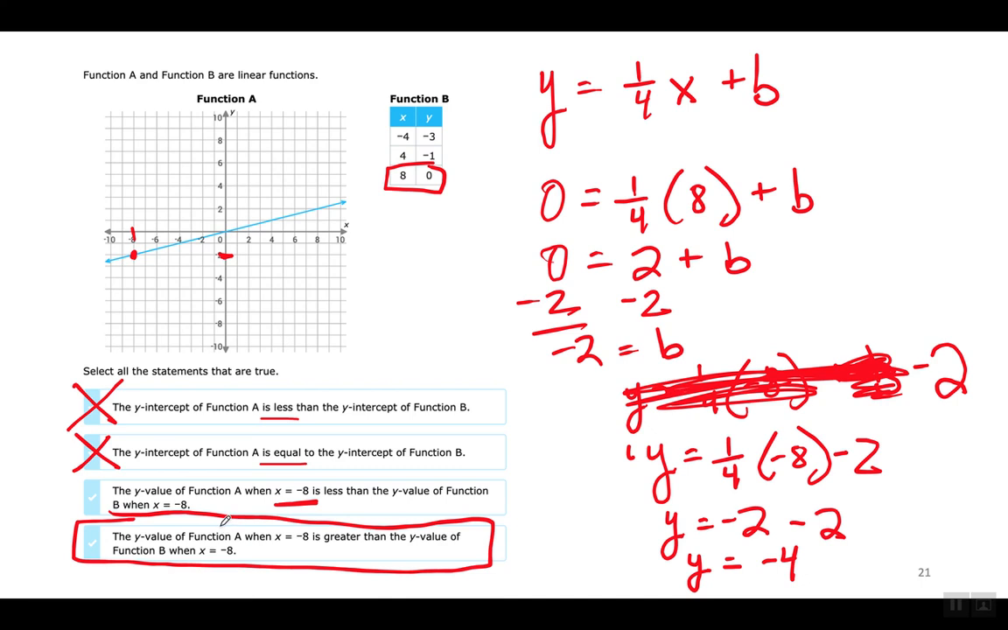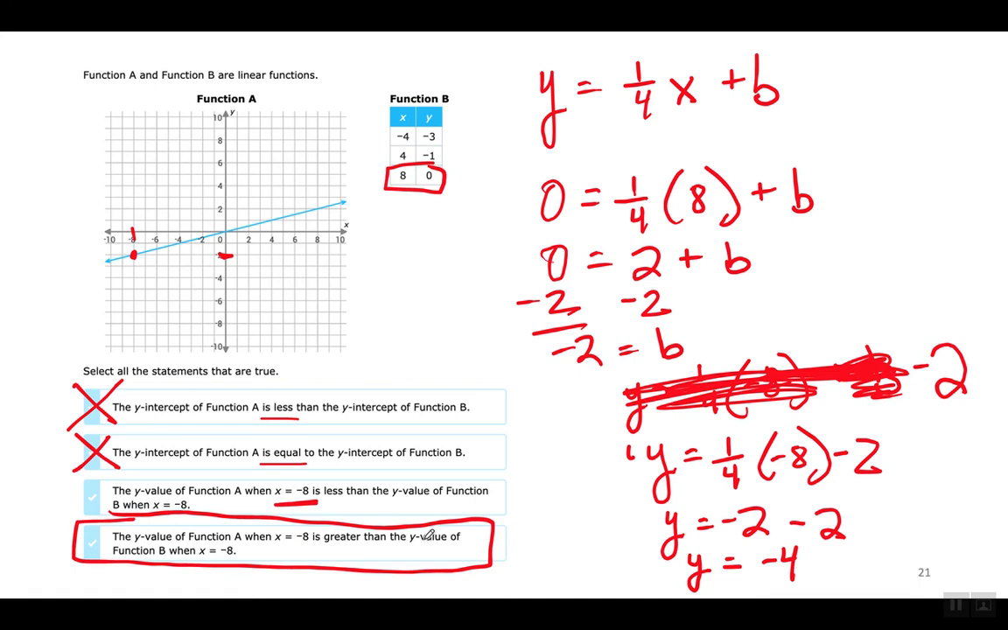Para la parte de abajo, cuando sustituimos negativo 8 en la función B, que lo hice aquí, me dio que y sería igual a negativo 4. Y cuando miramos este gráfico para función A, cuando x es igual a negativo 8, el valor de y es negativo 2. Y negativo 2 es mayor que negativo 4. Así que la respuesta correcta de los dos de abajo sería el valor de y en función A cuando x es igual a negativo 8 es mayor que el valor de y en función B cuando x es igual a negativo 8.